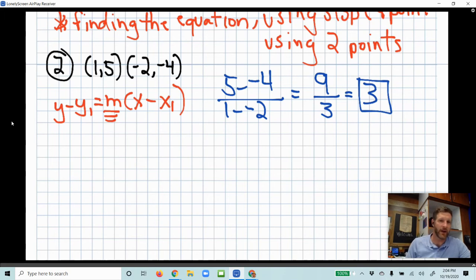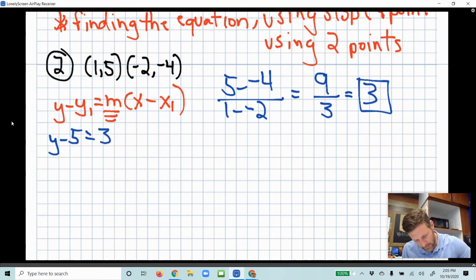I'm going to stick with the one without negatives because sometimes negatives complicate my life. So let's plug it in. y minus my 5, because that's my y value, equals m, which is 3, times x minus my x that goes with my 5, which is 1. So there we go. We've plugged in our point and we've plugged in our slope. We had to find the slope ourselves.